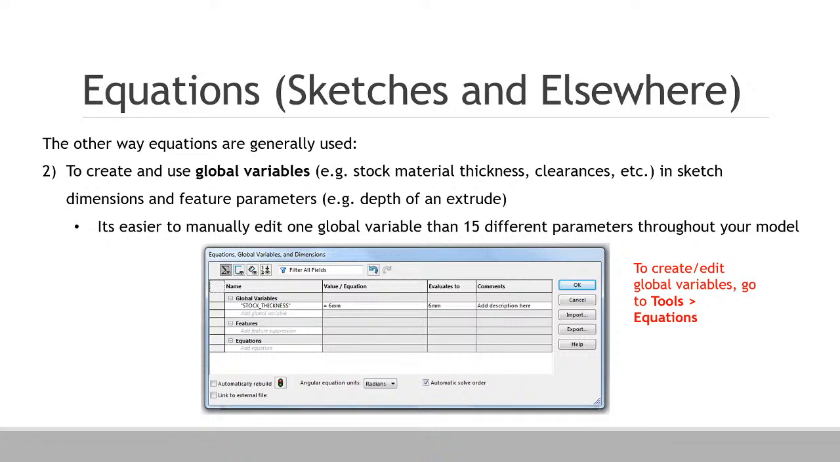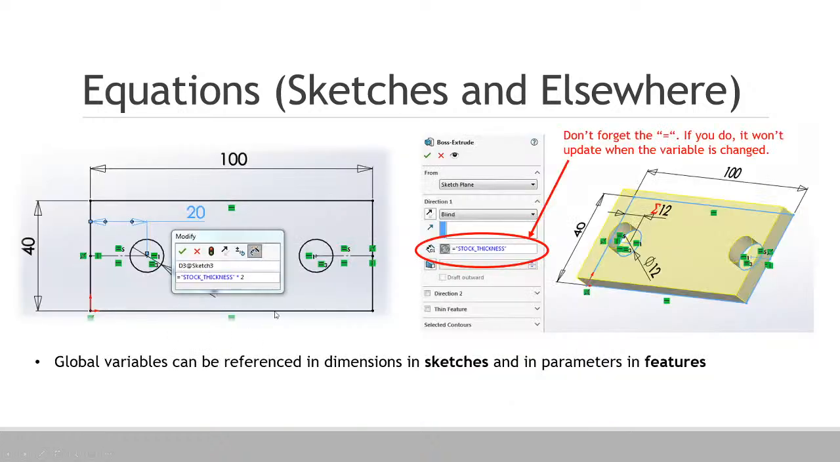If you go up to Tools and then to Equations, you get this equation editor here. And that's where you can do things like create global variables. So in this case, I created a global variable called stock thickness and set that to 6 millimeters. Now that is just a variable that we can reference both within sketches, if you wanted to, or within the dialog boxes where you're defining features, in this case, an extrude feature. You can reference a global variable in either of those cases.